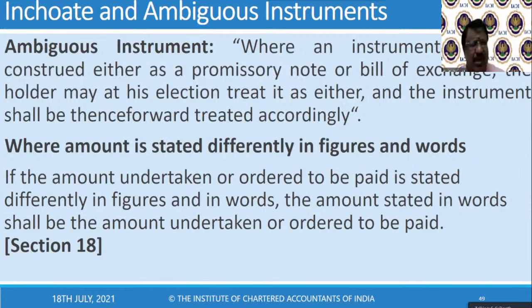I know it sounds silly, it's irritating, but you have to do it, because this rule is a general rule. Section 18 of the Negotiable Instruments Act mentions it, but generally you'll also find it in the General Clauses Act: where both figures and words are given and there is a difference, then the amount stated in words shall be the amount undertaken.